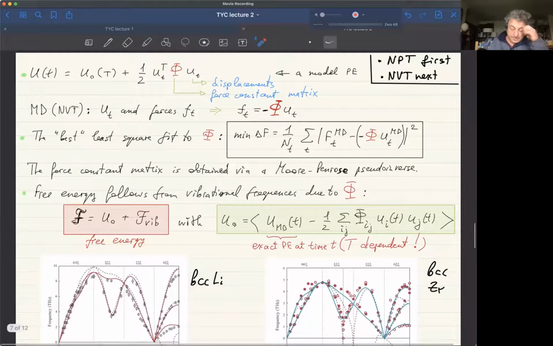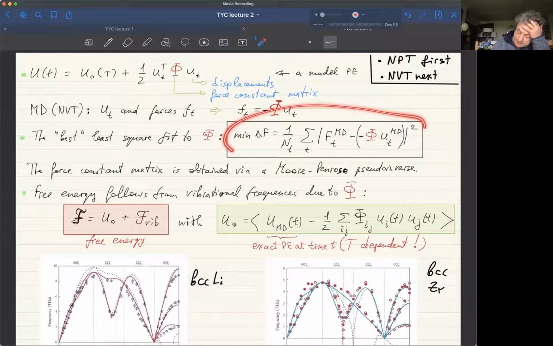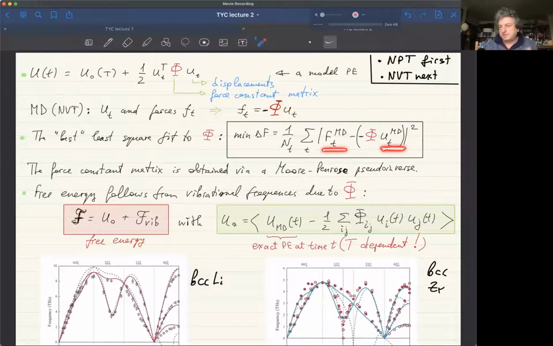Right, there is a way to determine this phi, which is called Moore-Penrose pseudo-inverse. Yes, it's like minimizing this quantity with respect to those elements, because imagine the number of elements here is actually finite. This is a finite matrix, for the given unit cell, but the number of these forces and displacements is actually very, very large. We have very many time steps.